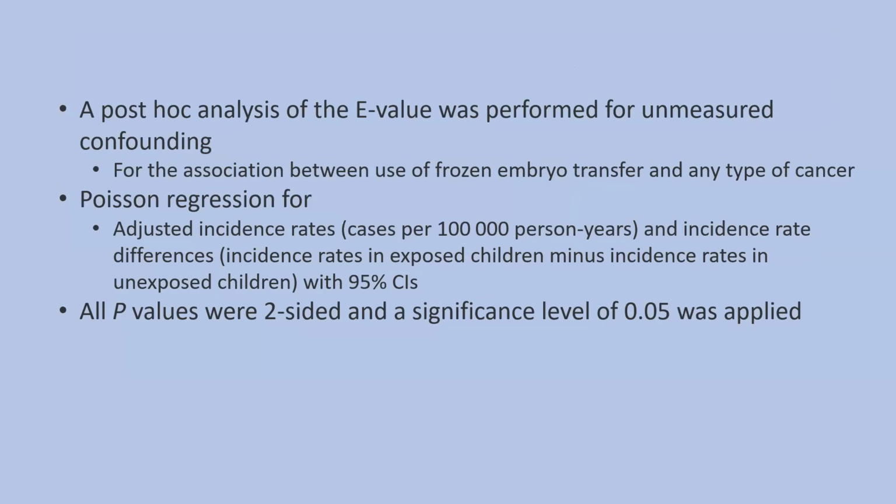A post hoc analysis of the E-value was performed for unmeasured confounding, for the association between the use of frozen embryo transfer and any type of cancer. A Poisson regression was used for adjusted incidence rates and incidence rate differences with 95% confidence intervals. And all p-values were two-sided, and a significance value of 0.05 was applied.